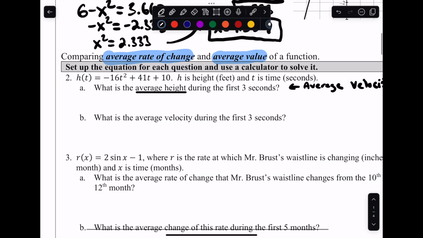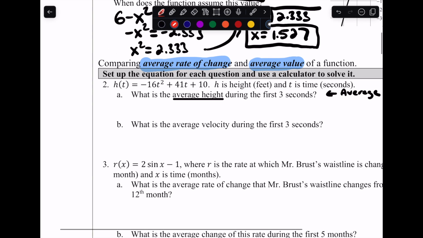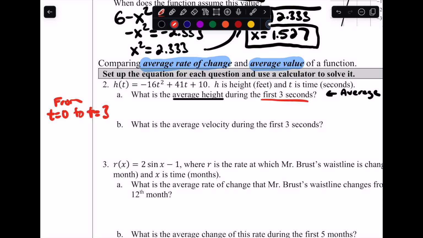If it's over the first 3 seconds, I'm thinking about the t values from t equals 0 to t equals 3. So plugging in, my a is going to be 0 and my b is going to be 3 for that formula we were talking about up at the top. That looks like 1 divided by 3 minus 0 times the integral from 0 to 3 of our h of t equation, negative 16t squared plus 41t plus 10, with respect to time.